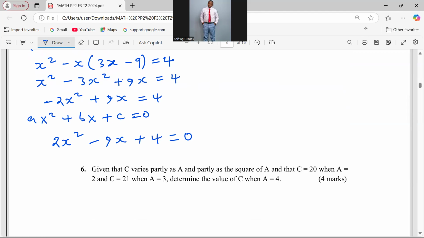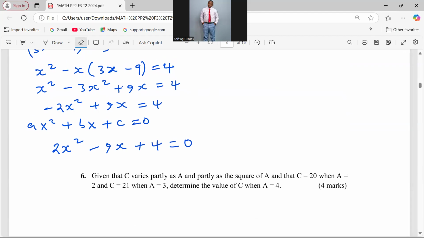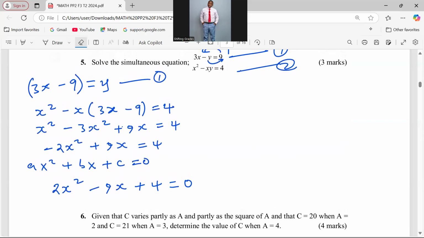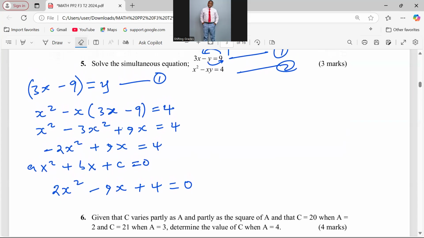So to remain with a 0 on this side, we take all the terms to the other side, whereby we begin with 2x becoming positive squared, negative 9x, and 4 is already on that side. I hope we are together in that grouping of the terms. So the equation is here. It's quadratic, and we are supposed to solve it now. It's my hope that the brackets have been opened correctly.